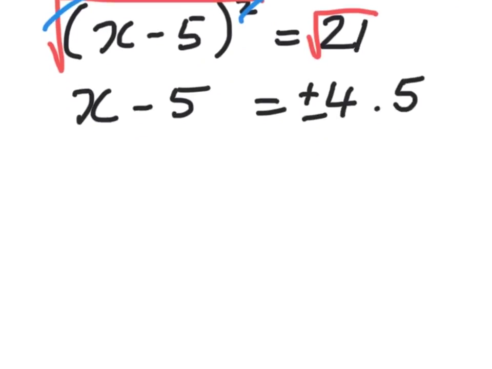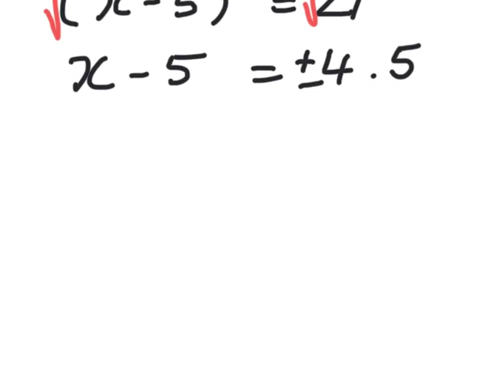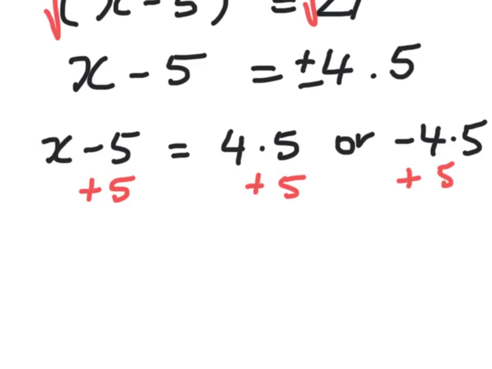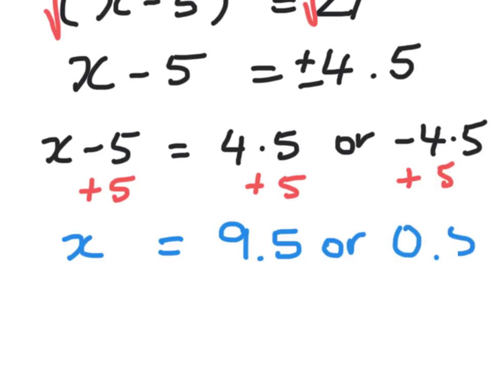Okay, so let's finish it. So what we have then, x minus 5 equals 4.5, or minus 4.5. So to solve it then, we're going to do plus 5 everywhere, like that. And we're going to get x equals 9.5 or 0.5. So there's my two answers.